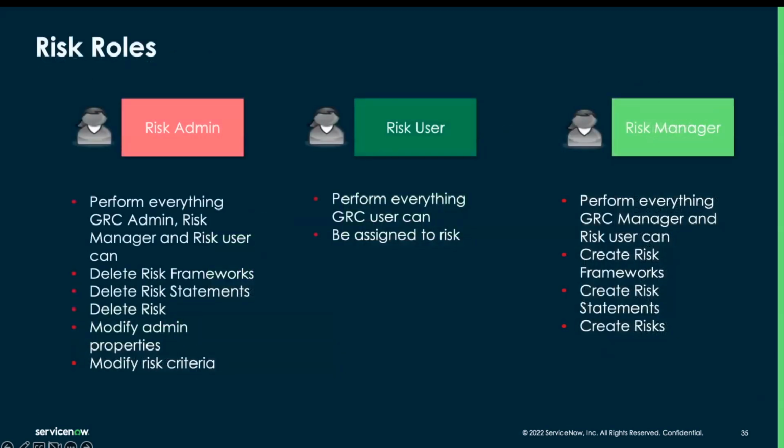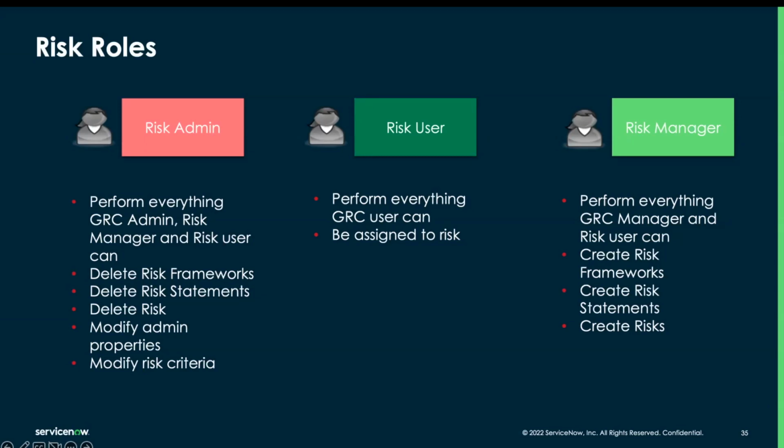Now, the last thing that we're going to do here before jumping into our live demonstration is taking a look at our specific risk roles. So starting off, we have those 3 categories at the top here, our risk admin, risk user, and risk manager. Our admin is going to be able to perform everything that a GRC admin or regular admin would do, however, strictly scoped to this GRC application. So here they're able to delete risk frameworks, statements, specific risks, modify admin properties, and modify risk criteria.